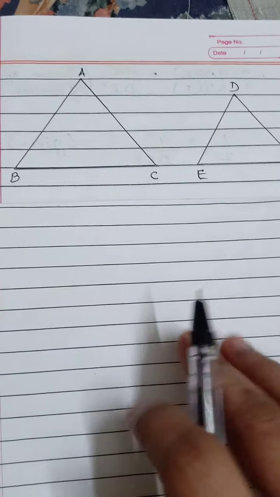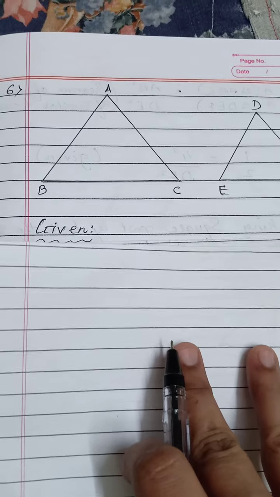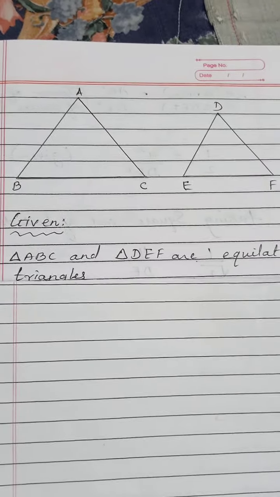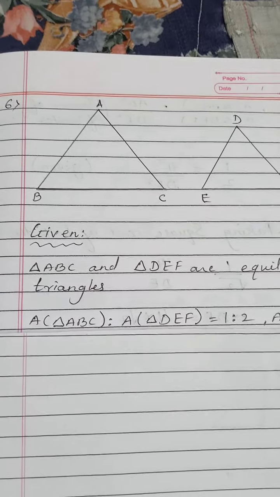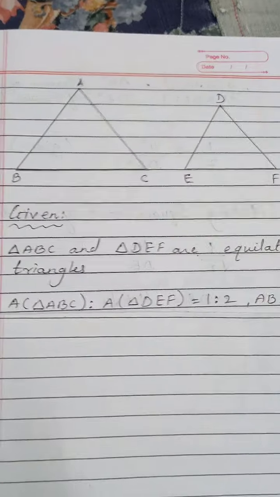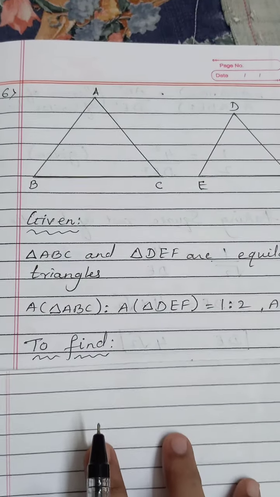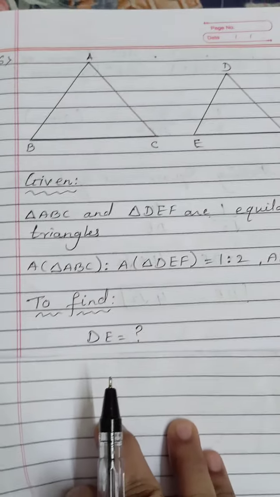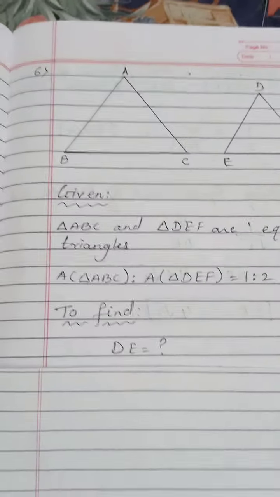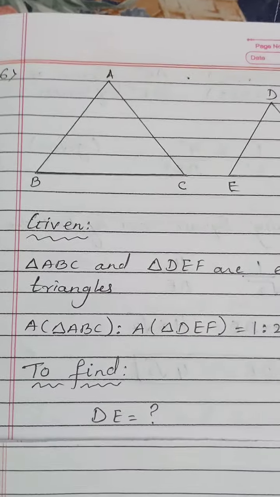So I have taken here two triangles ABC and DEF, and after that I have written all the given things. So it is given to us that both the triangles are equilateral triangles and the ratio of their areas is 1:2, and the value of AB is 4, and we have to find the value of DE. So this much is already given in the question, so we have taken it. Now how to show that they are similar?